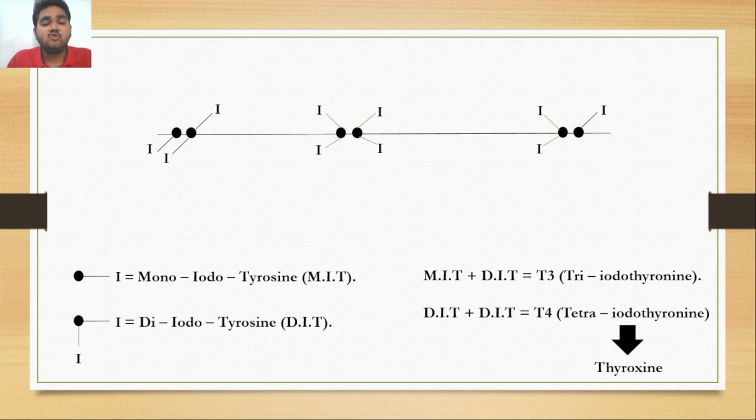So coming back to our image, what you see here in the middle is our DIT. So when one DIT molecule couples with another DIT molecule, it will give rise to our T4 hormone. And when one MIT is getting coupled with one molecule of DIT, it will result in the formation of our T3 hormone.